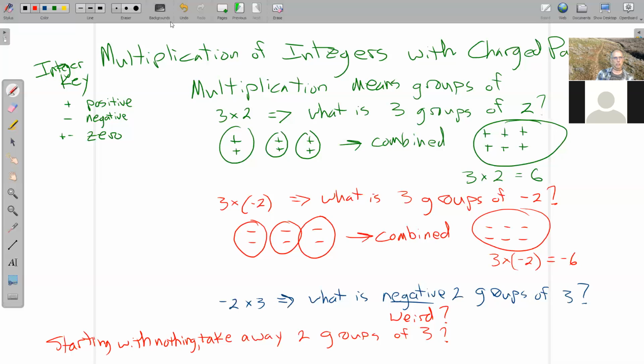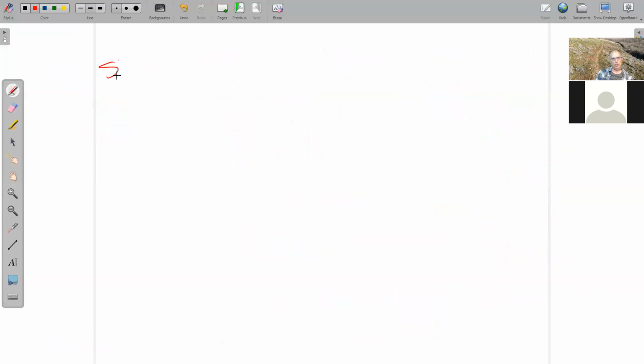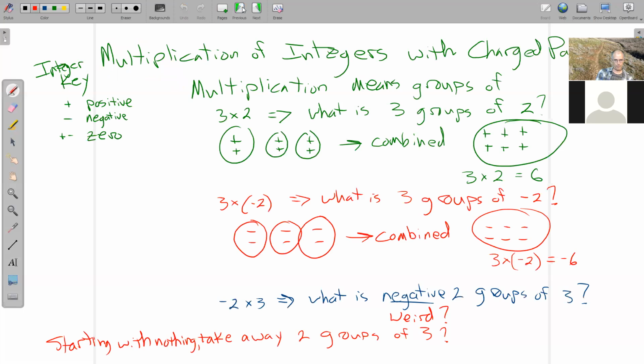So I'm going to go to a new page and give that a shot, see if I can pull it off. Okay. So this is my interpretation of negative 3 times 2, right? Oh, negative 2 times 3. Sorry.